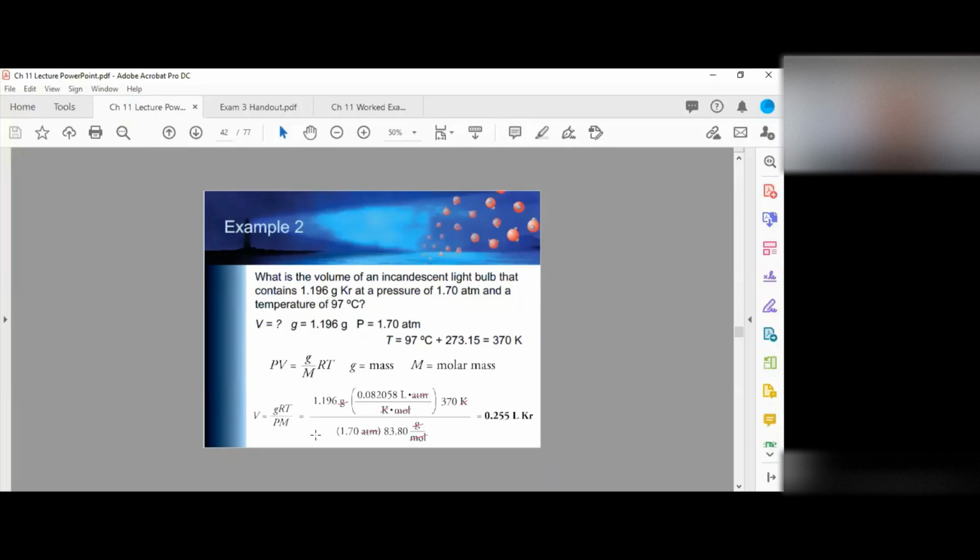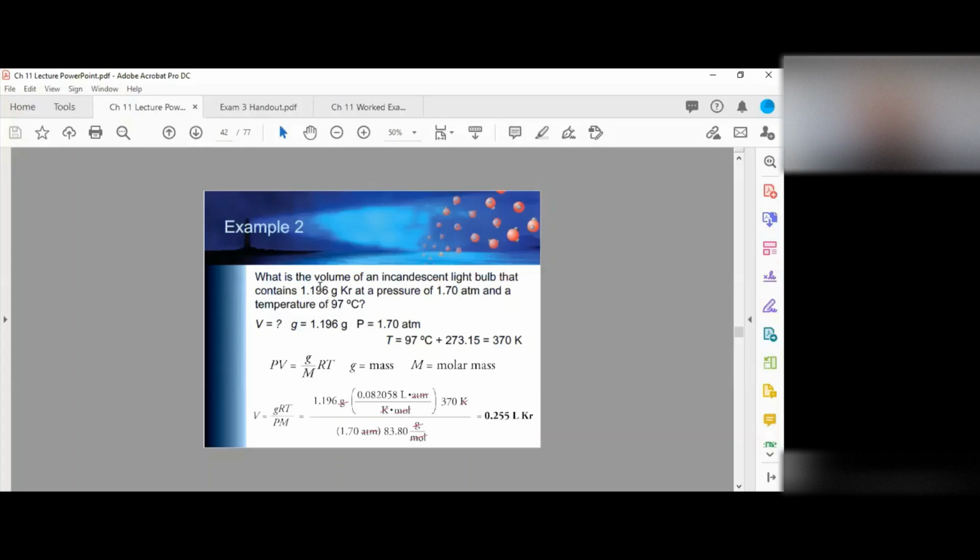Here's another question that deals with the same law. It's giving you the amount, but that's in grams. He's giving you pressure, and he's giving you temperature. So he's asking for volume.